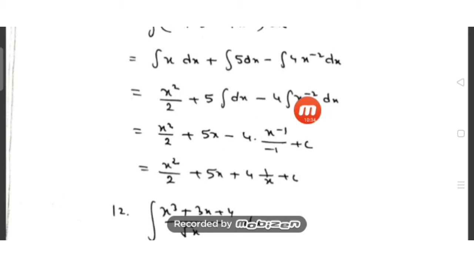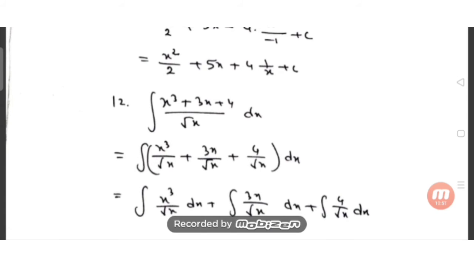the power minus 2 is equal to what? Minus 2 plus 1 by minus 2 plus 1. Minus 2 plus 1 will give you minus 1, so x to the power minus 1 by minus 1 plus c. Then I adjust the negative sign: x square by 2 plus 5x minus minus plus 4, x to the power minus 1 can be written as 1 by x, plus c is the answer.